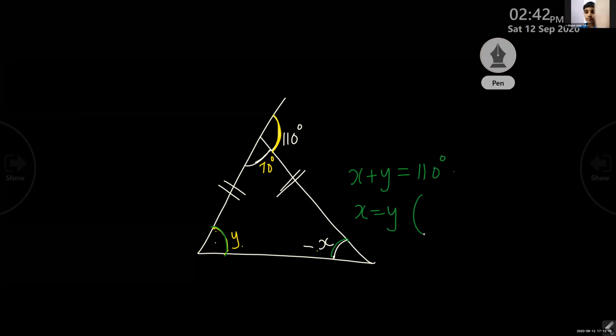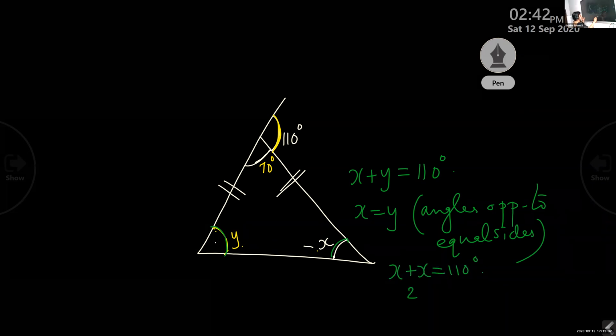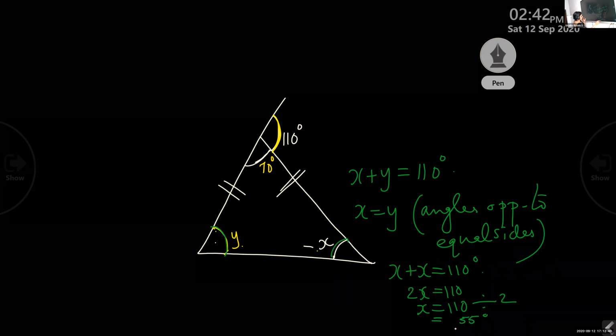Yes, ma'am, angles opposite to equal sides are equal. So x plus x is equal to 110, isn't it? So 2x is equal to 110. X is equal to 110 divided by 2, that is equal to 55 degrees.